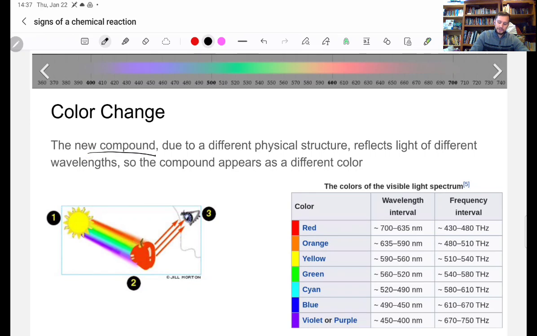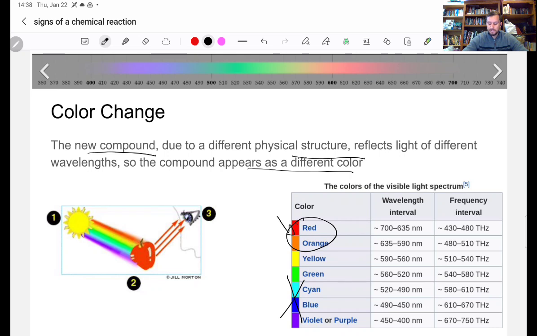The new compound, due to different physical structure, reflects light of different wavelengths, so the compound appears as a different color. If you were to take physical science, they talk about quite a bit that your eyes see the color of objects by what wavelengths of light are coming to your eyes. So if an object appears red and orange, that object is absorbing blue, green, purple, so you don't see those wavelengths because the object is absorbing those colors, but it doesn't absorb, it reflects the red and orange. So you see red and orange from the object.